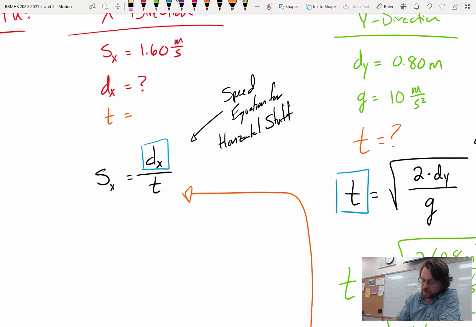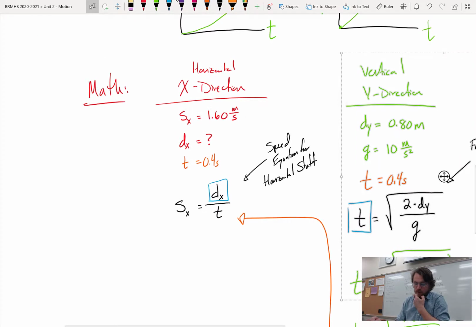I can even add that to my little list of things that I know. I now know the time is 0.4 seconds. I'll do it over here for the vertical section. I now know the time is 0.4 seconds. So that was one of the things being asked for in the question. How long does it spend in the air? How long does this horizontal projectile, this tennis ball, spend in the air before it hits the ground?